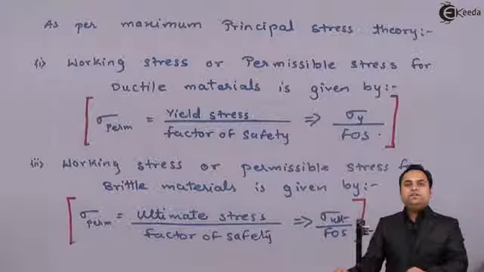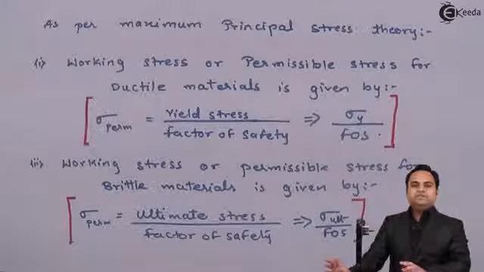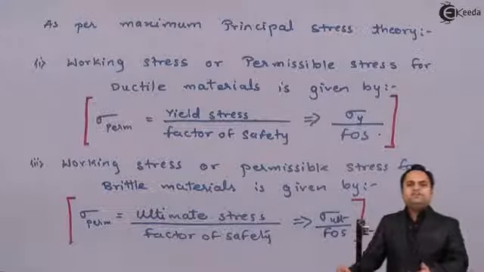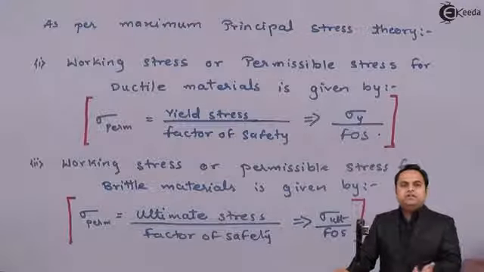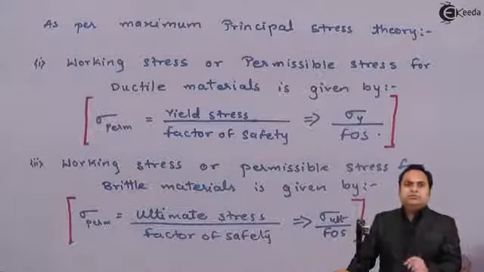And as we have seen, in case of the maximum principal stress theory, we are only using tensile and compressive stresses. Here we are not considering shear stresses, and hence this theory is used for brittle materials mostly because they are stronger in shear as compared to the ductile materials.